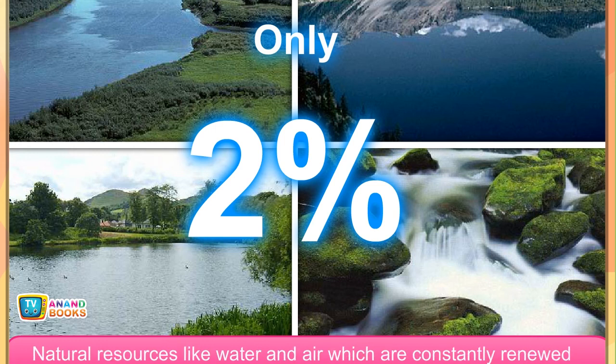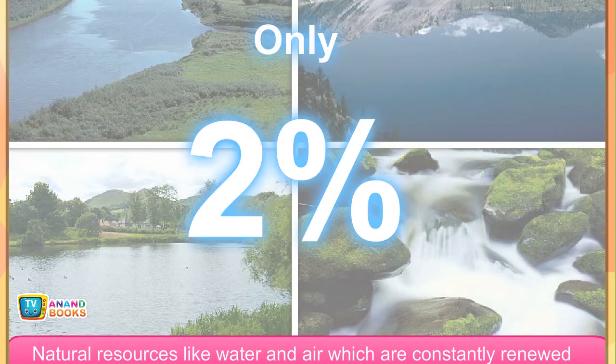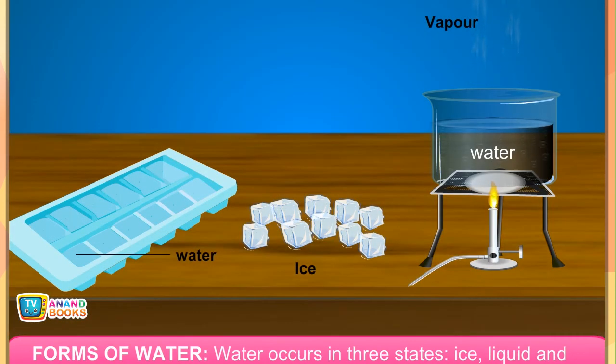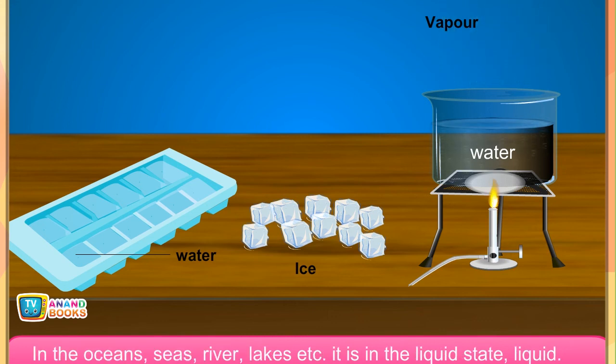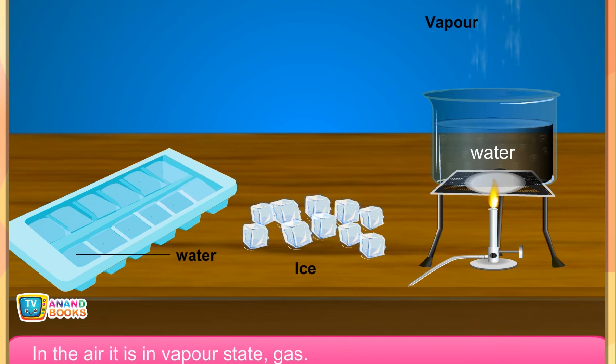Natural resources like water and air, which are constantly renewed through a rapid natural cycle, are called renewable natural resources. Forms of water. Water occurs in 3 states: ice, liquid, and gas. At polar regions and on high mountains, it is in solid state, ice. In the oceans, seas, rivers, lakes, etc., it is in the liquid state. In the air, it is in vapor state, gas.